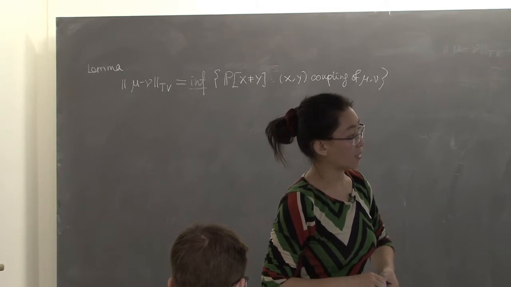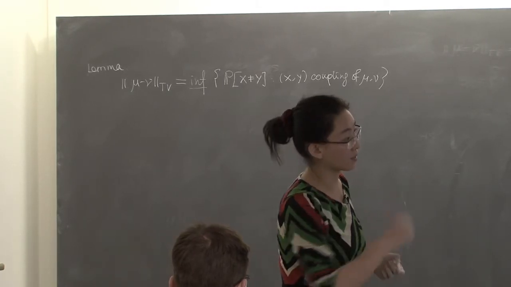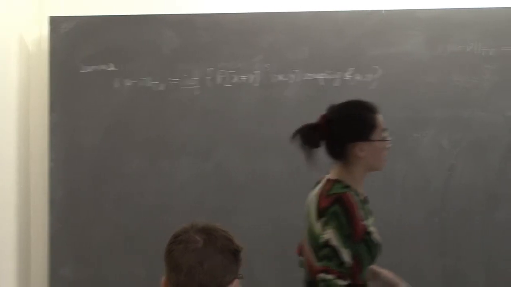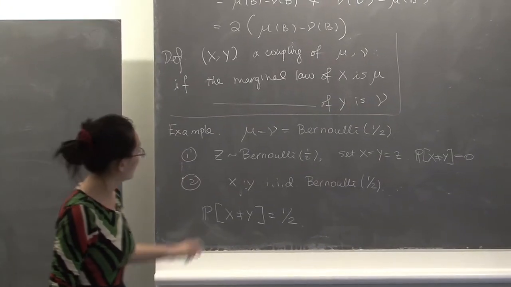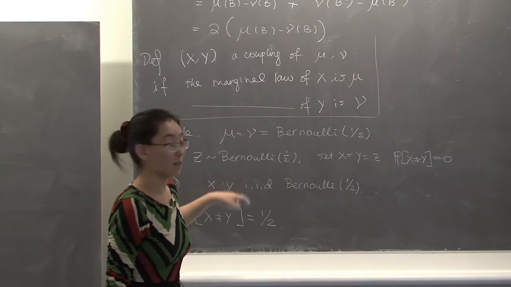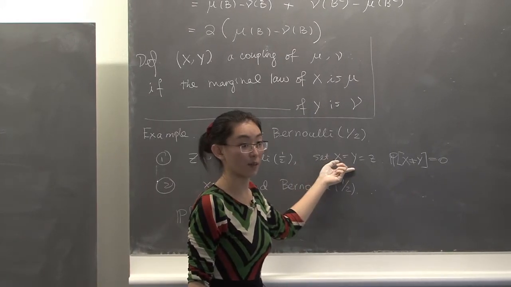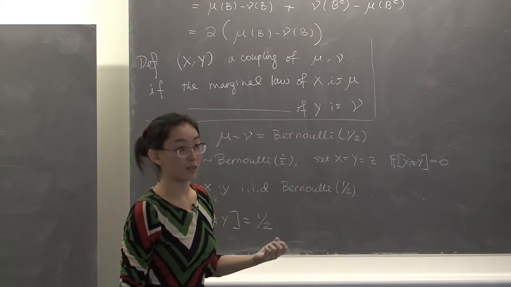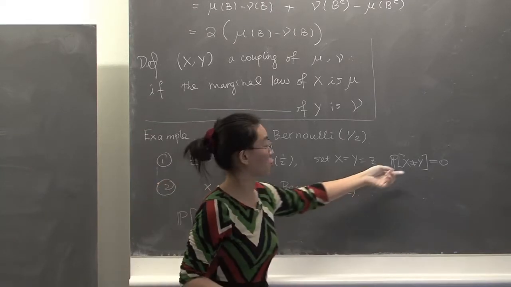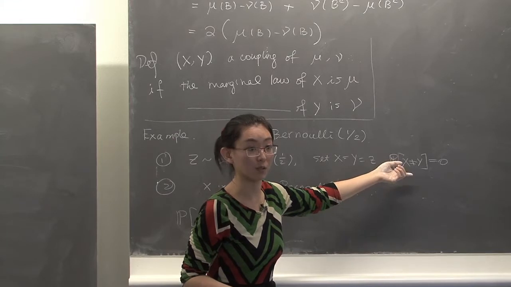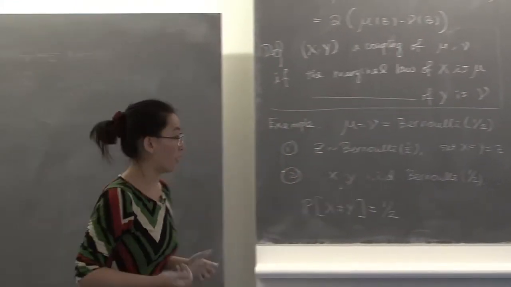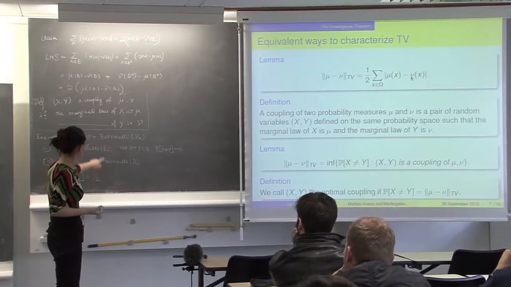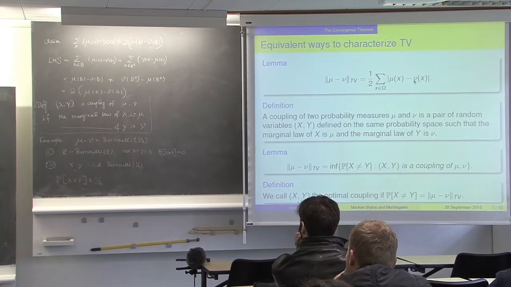And so we call (x, y) the optimal coupling if this distinct probability is exactly the infimum, which is exactly the total variation distance. And from the example here, we can see that if these two measures are exactly the same, then we can just set these two random variables equal to each other, and then this probability is zero. So this gives us a sense that they should be the same, because if the two measures are the same, we can easily construct a coupling so that this probability is also zero. But the question is, if the measures are different, we have to construct a coupling so that this probability is exactly the total variation distance between the two measures.